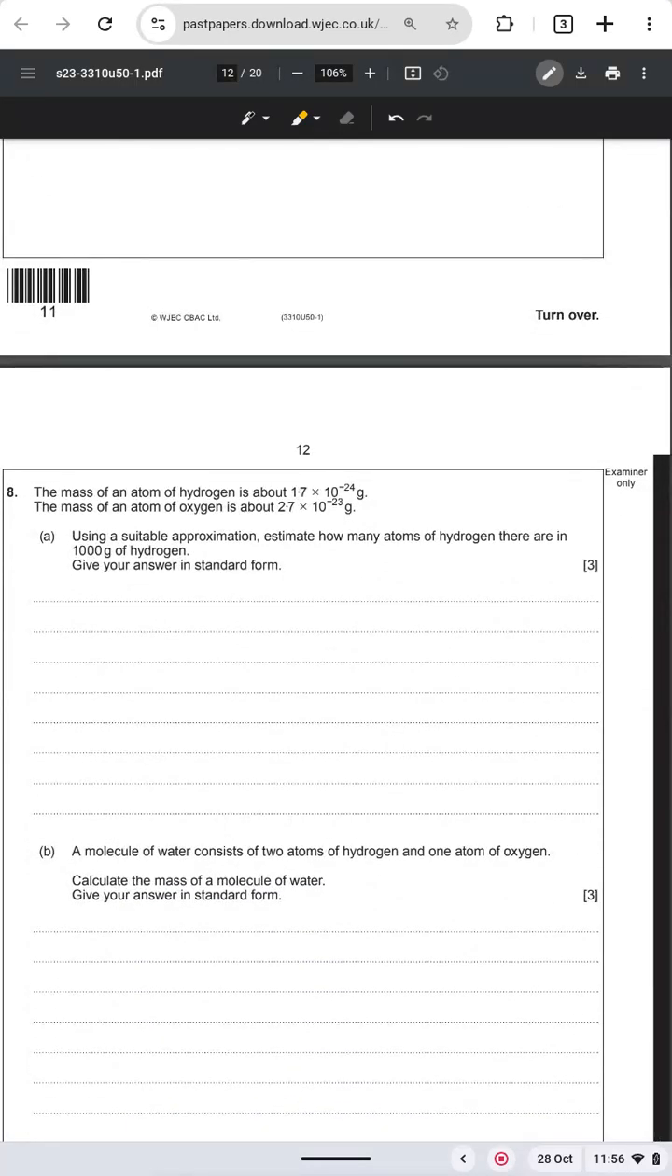Question 8. The mass of an atom of hydrogen is this. The mass of an atom of oxygen is this. Use a suitable approximation and estimate how many atoms of hydrogen there are in 1,000 grams of hydrogen. Okay, so we're going to start off with 1,000 grams, and we're going to divide that by the mass of hydrogen.